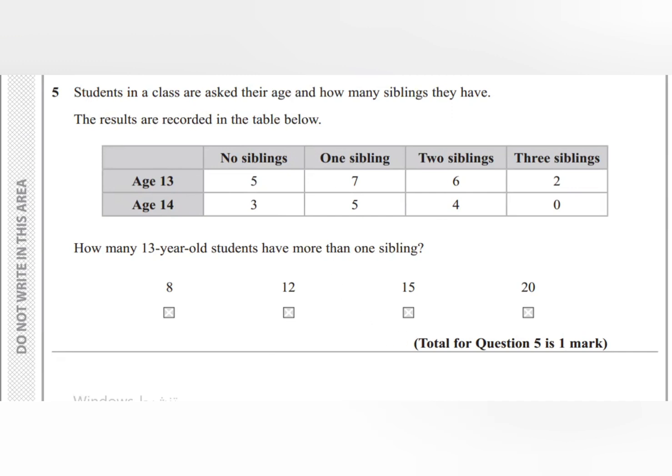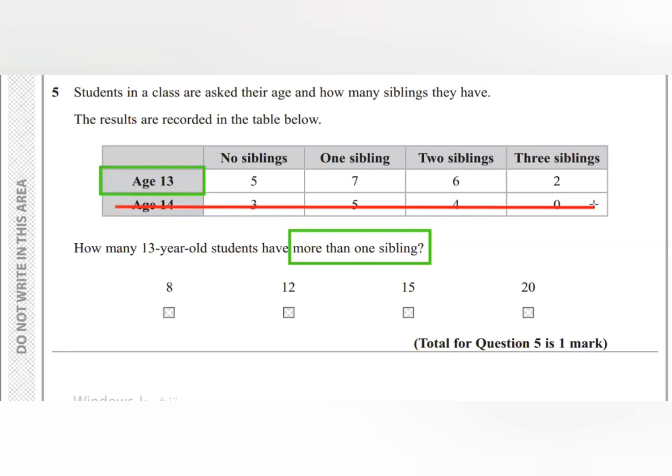So you have to focus on the question. Once you have a question like this, you have to read it clearly. They want more than one sibling, not 3 siblings. They need, not one sibling, more than one sibling. So we need how many 13 years old? It means we're going to focus on this one. We don't want the 14 years old anymore. So we can put a line on it so we don't use it. This is the 14 years old. They need the 13 years old only. How many of them have more than one sibling?